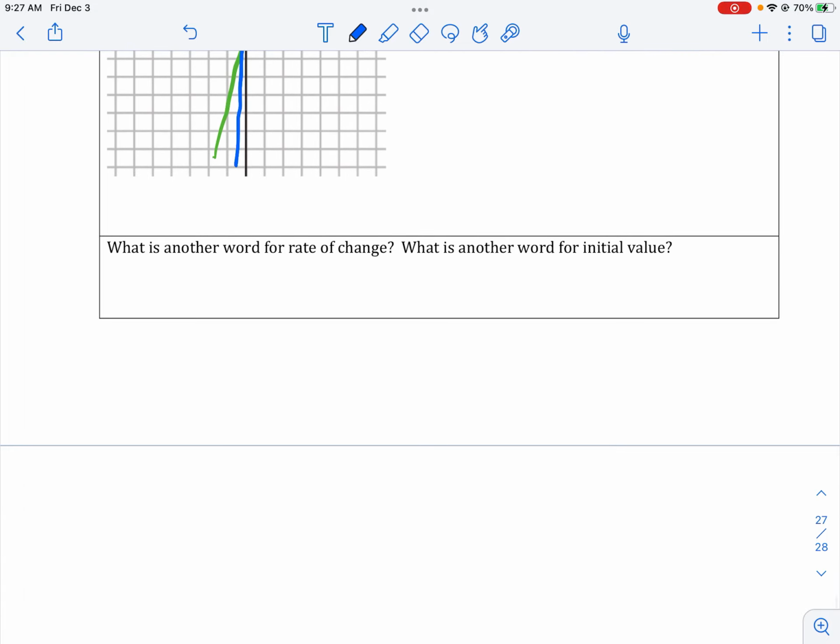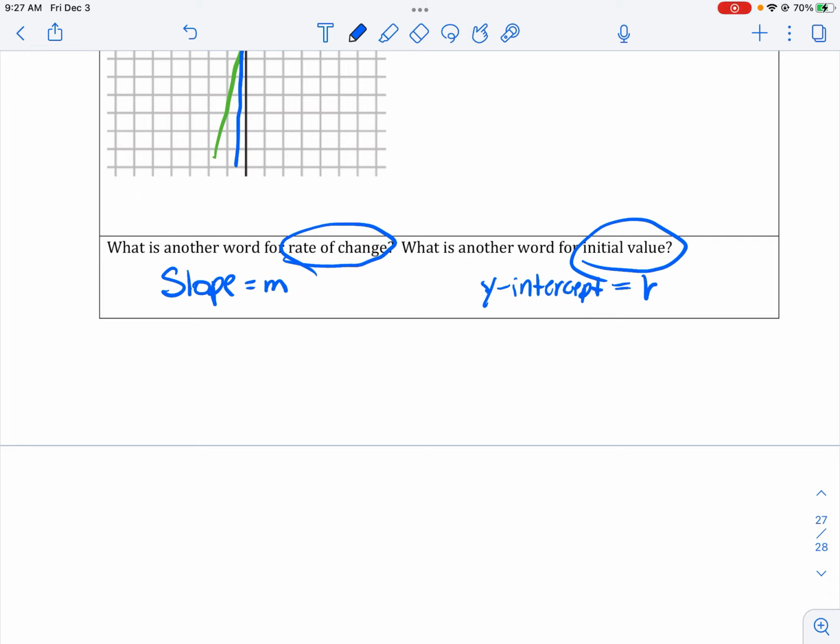Again, what is another word for rate of change? Another word for rate of change is slope, and it is represented by the letter M. What is another word for initial value? Another word for initial value is y-intercept. And the letter that represents y-intercept is B.